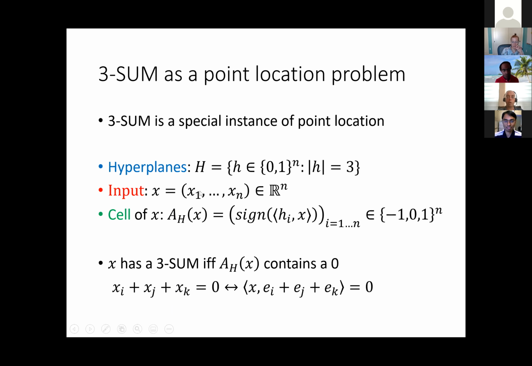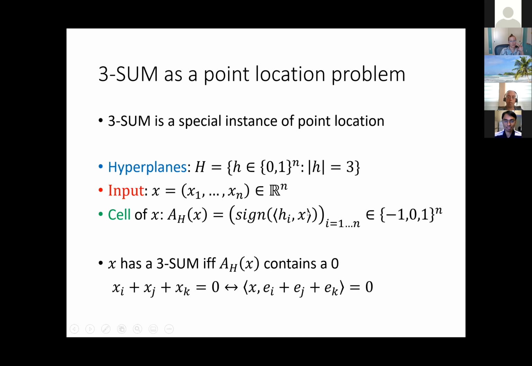My hyperplanes are just going to be the following very simple hyperplanes. It's going to be all the ones whose normals are vectors in 0, 1 to the n, with 3 ones and the rest being 0. So I have roughly n cubed hyperplanes. And again, the set is just the cell of the point, same as what we defined before.